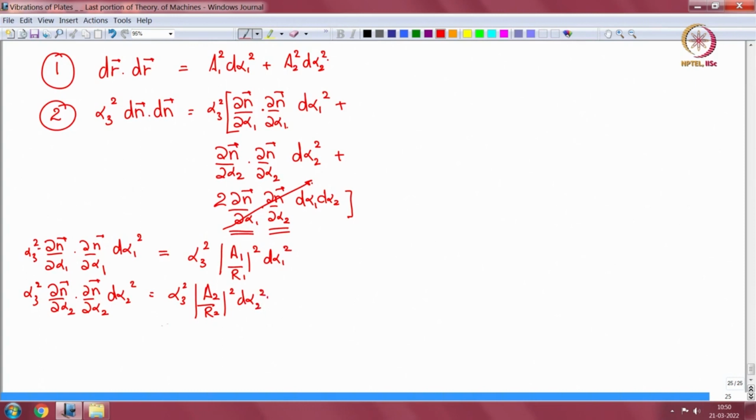Okay. So term 2 here is alpha 3 squared. These are positive anyway, so a1 squared by r1 squared d alpha 1 squared plus a2 squared by r2 squared d alpha 2 squared. That is term 2.